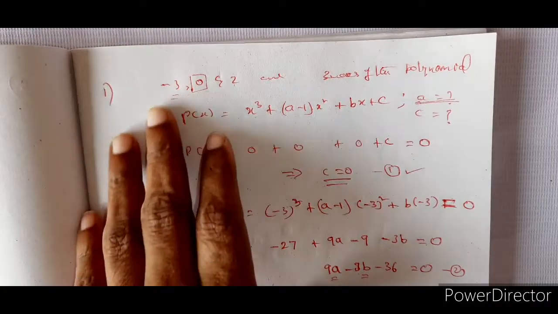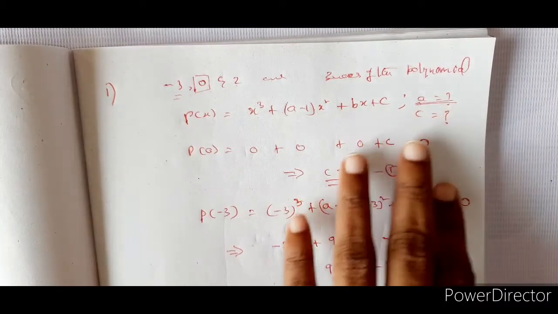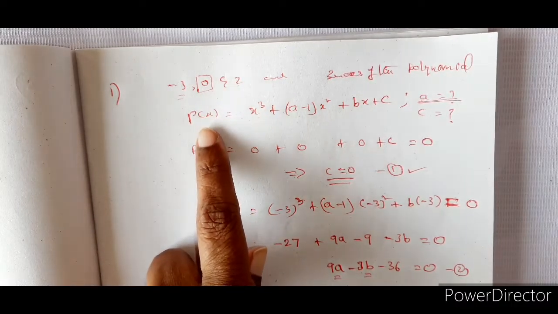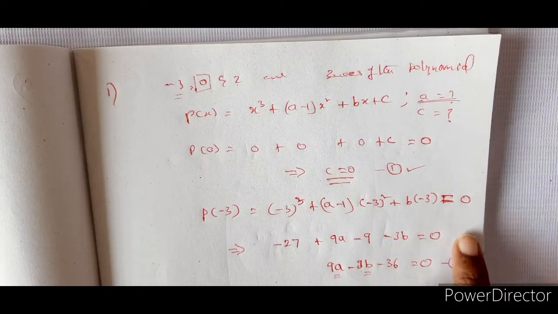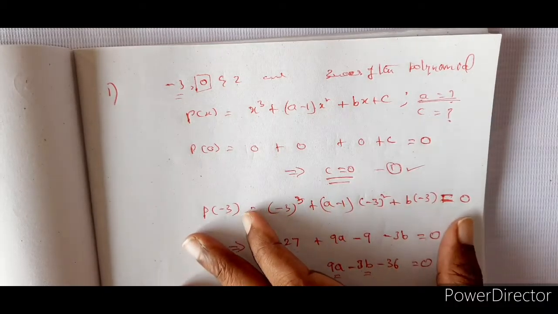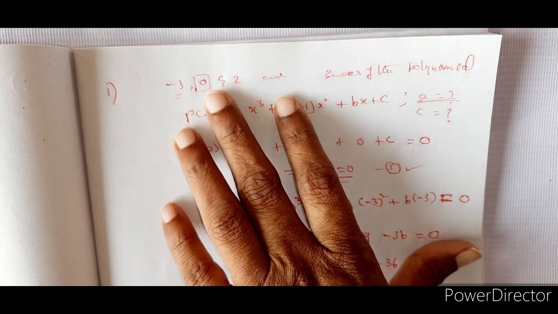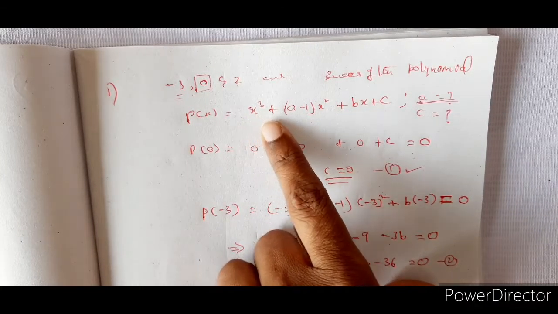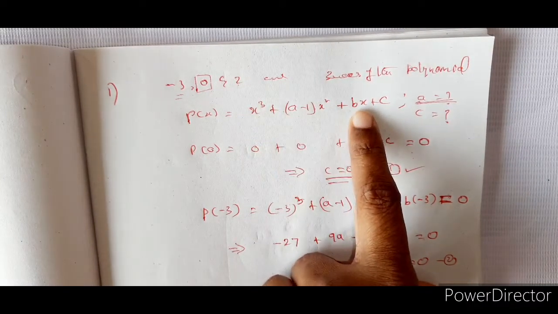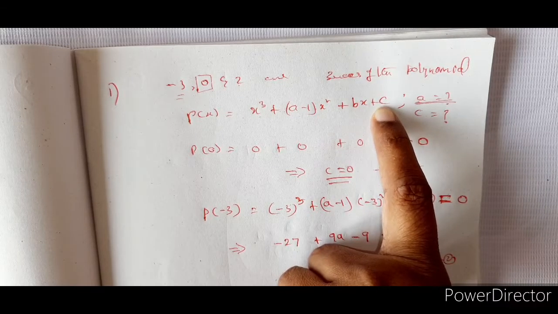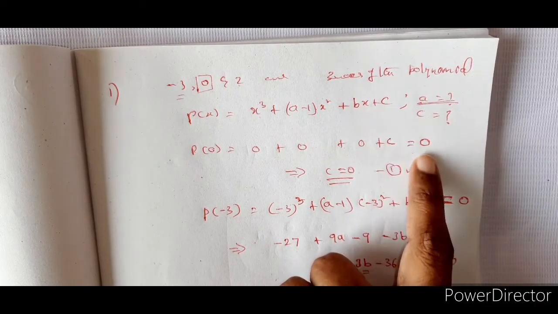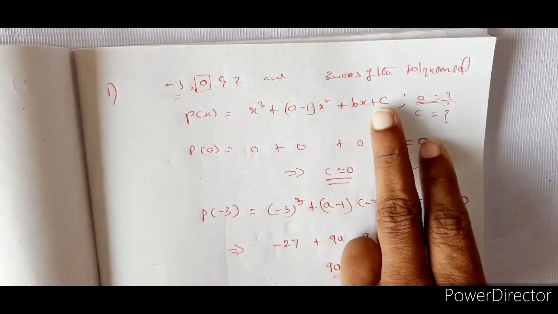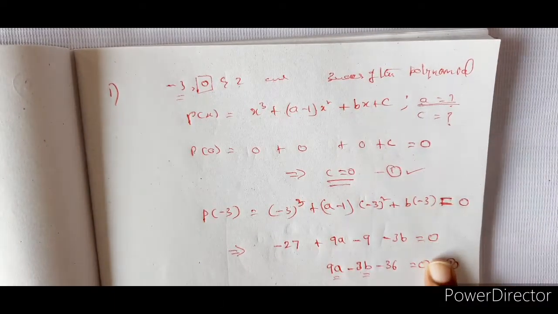The problem here is minus 3, 0, 2 are the zeros of the polynomial. Therefore, when you substitute in place of x these respective values, you will get p of that value equal to 0. So we equated that. First I took 0 because it will become easy for me to find one variable. By substituting 0, all these terms will become 0, and I will know the constant, that means c term. C is equal to 0. So from the second zero onwards, no need for me to write the c value.